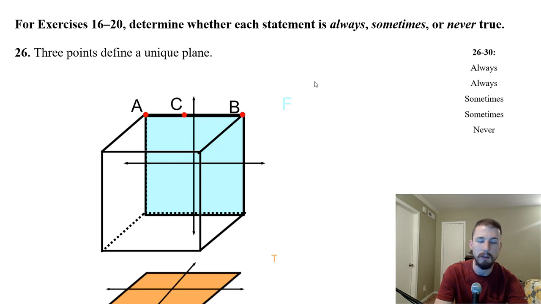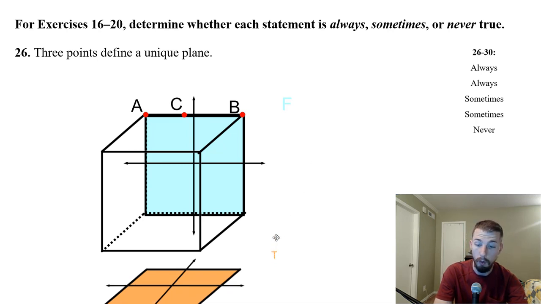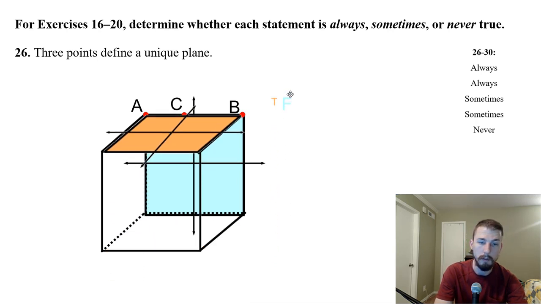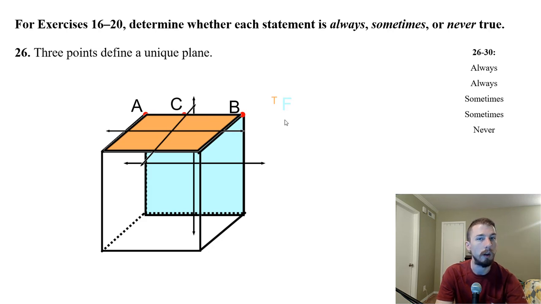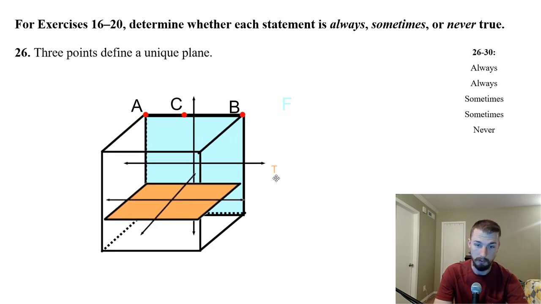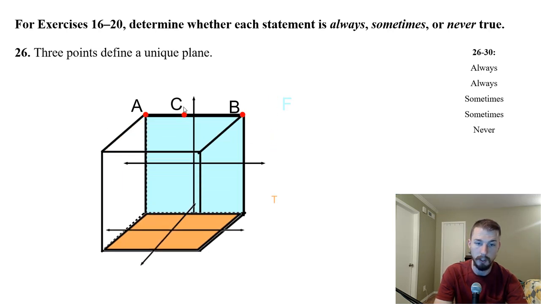But does this point C have to be on a different line? What if the 3 points A, B, and C were collinear? Now does it define a unique plane? No, because we don't know if we're referring to the back surface or the top surface, right? So it's important that our 3 points that are defining a plane are non-collinear. Then it would be a true statement.